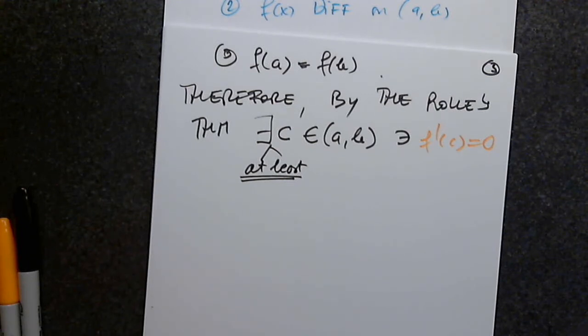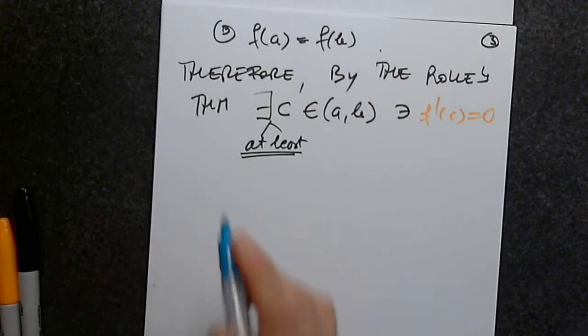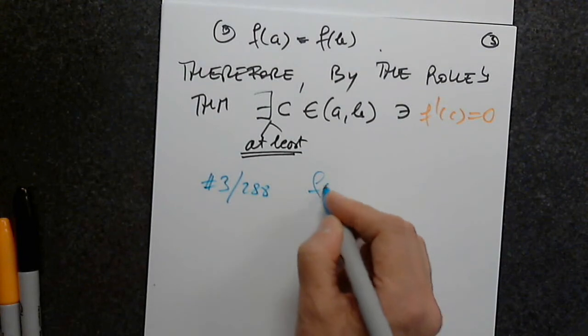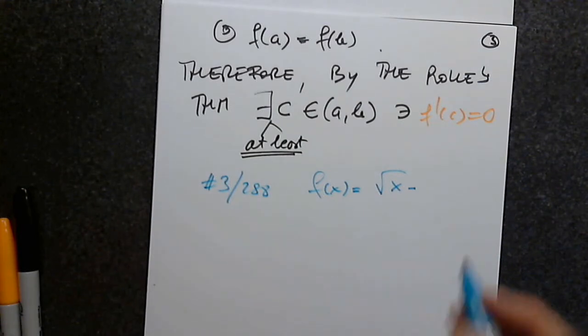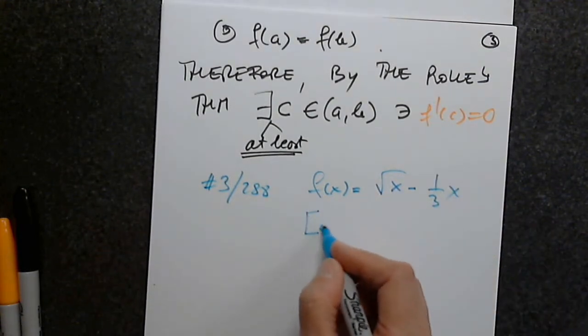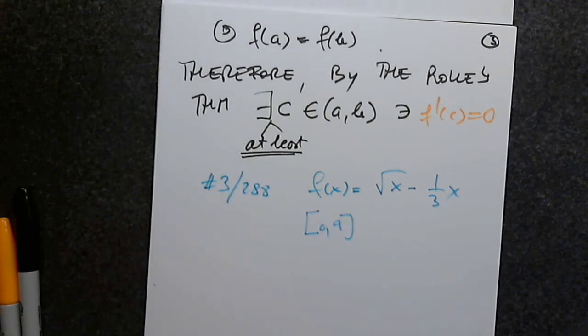Let's look at a problem. On page 288, let's look at number 3. We have f of x equals the square root of x minus, I think it's 1/3? Is it 1/3? And the interval is given to us as 0 to 9. We're given a function, and the question is asking us to verify that the function satisfies the three hypotheses of Rolle's theorem on the given interval. Then find all numbers c that satisfy the conclusion of Rolle's theorem. Are you okay? Yeah. Perfect.